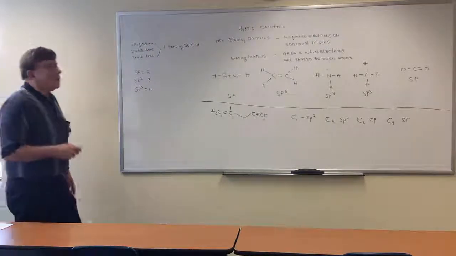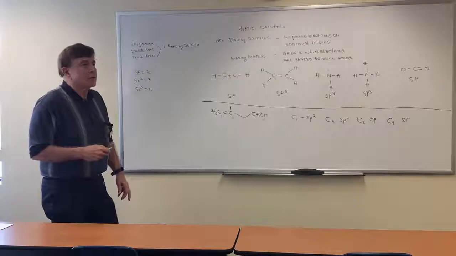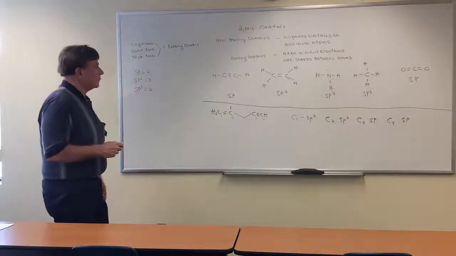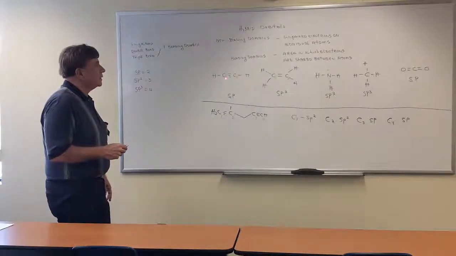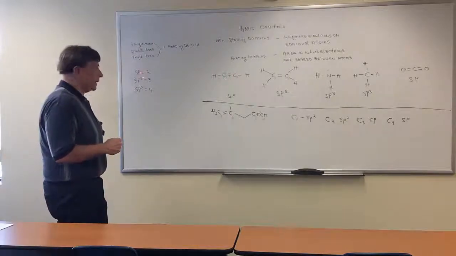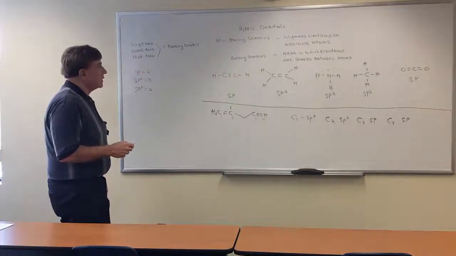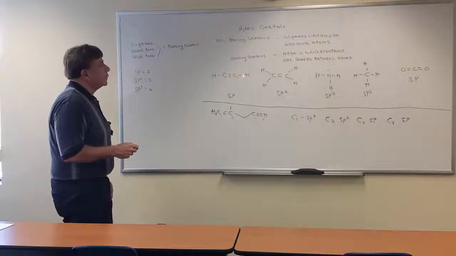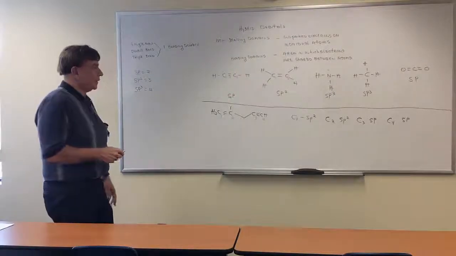So best way to learn is to go by examples. So let's look at a couple examples. This is carbon 1. Carbon 1 has 2 bonding domains. So carbon 1 is going to be an sp because it has 2. Carbon 2, again, 1 triple bond and 1 single bond. It is also going to be sp.